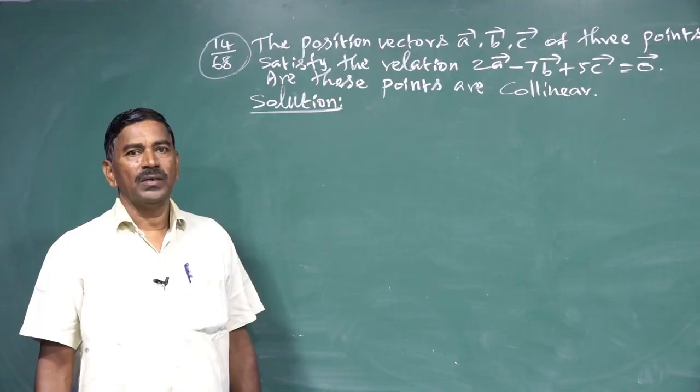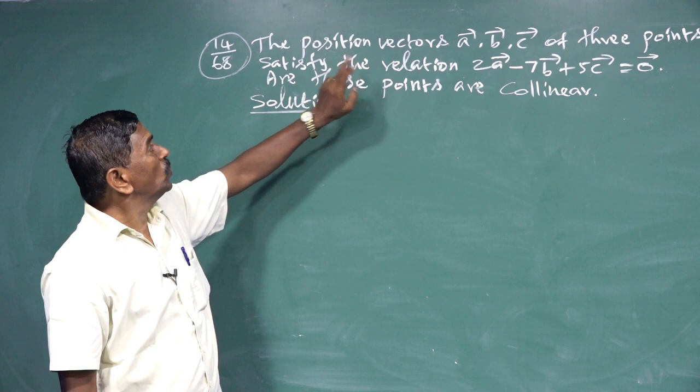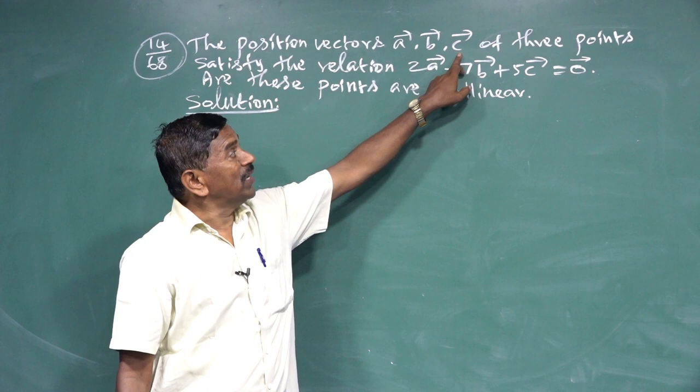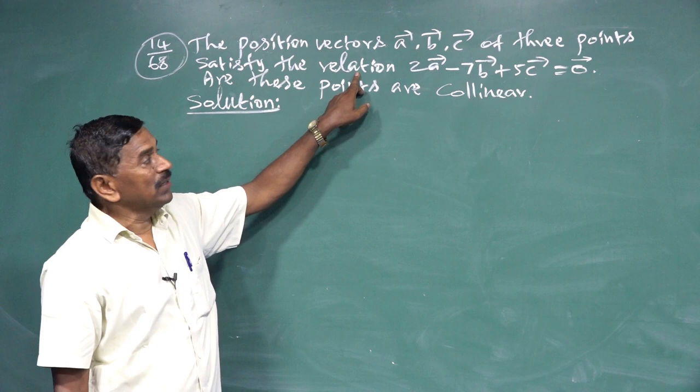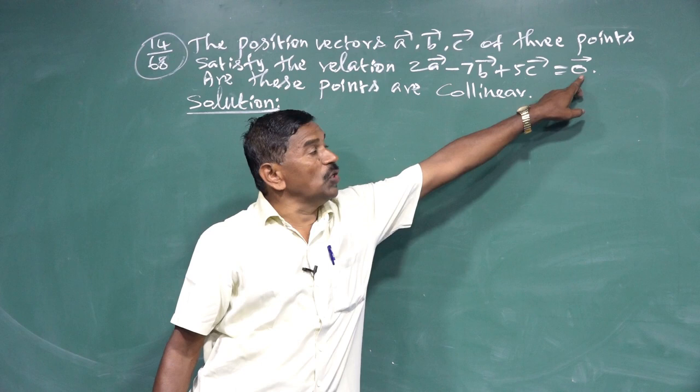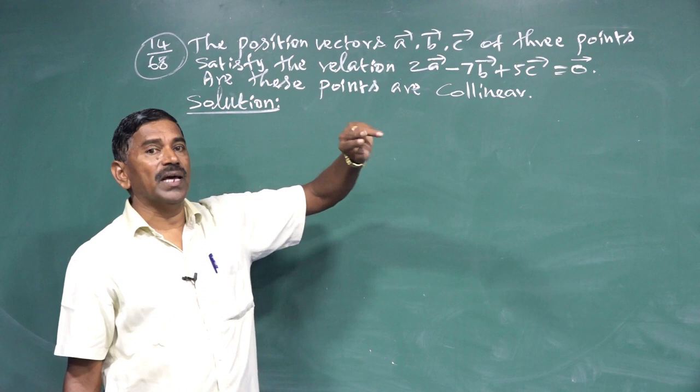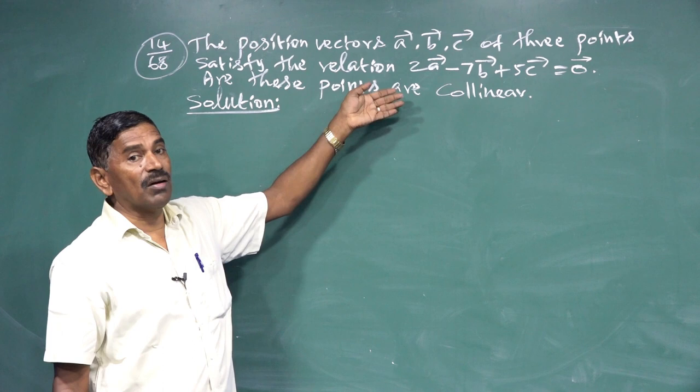Children, listen. Now, 14th question from exercise 8.2. The position vectors a vector, b vector, c vector of 3 points satisfy the relation 2a vector minus 7b vector plus 5c vector equal to 0 vector. Are these points collinear? They ask the question, are these points collinear? Yes or no type: yes, they are collinear, or no, they are not collinear. We have to answer like that.